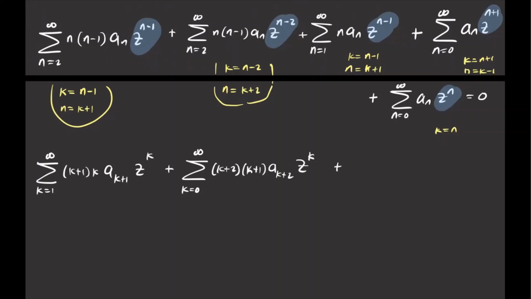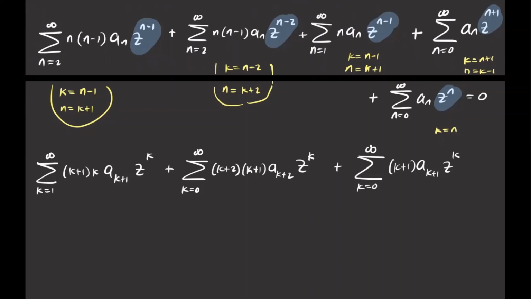The third summation, n starts at 1, so k will start at 0, since n is k plus 1. And then inside we will have n, so that will be k plus 1 times a sub n, that will be again a sub k plus 1, z to the k.